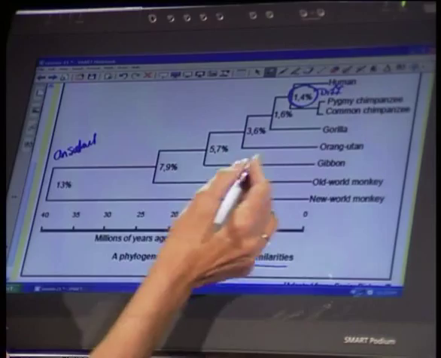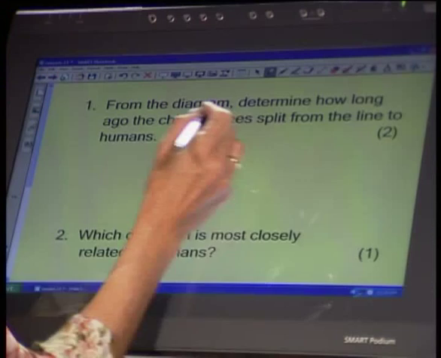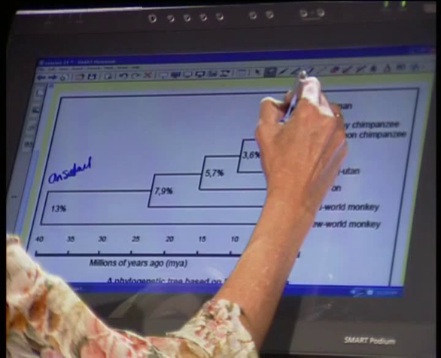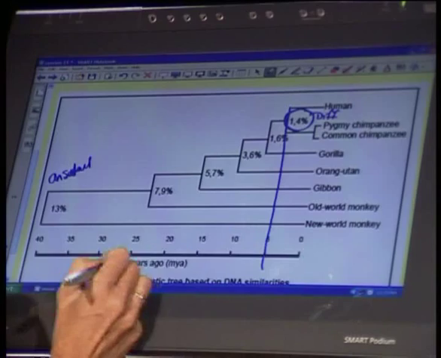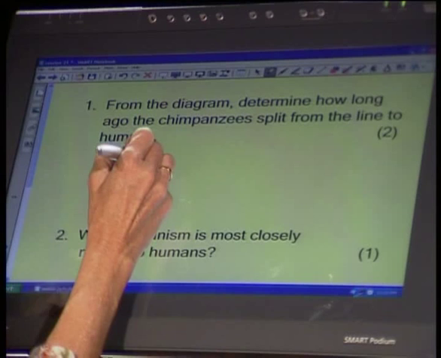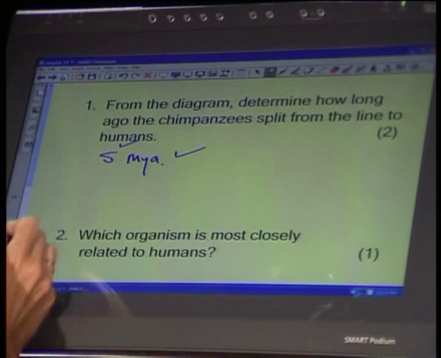So again, this is a question and they want to see how you respond. So from the diagram, determine how long ago the chimpanzee split from the line of the humans. That's easy. You take your ruler, you have a look here, and you draw a line that goes all the way down. So it's approximately 5 Mya or 5 million years ago. Okay, so 5 Mya. All right, and that's easy. That's a lovely 1 mark for 5 and 1 mark for Mya.